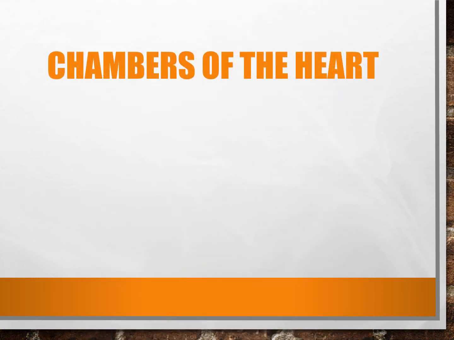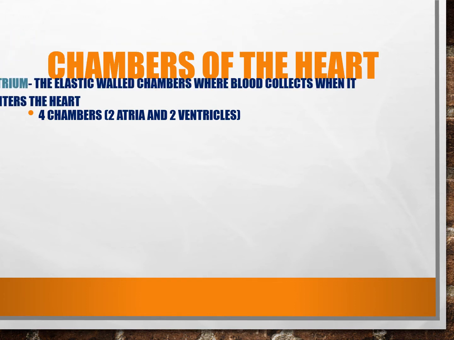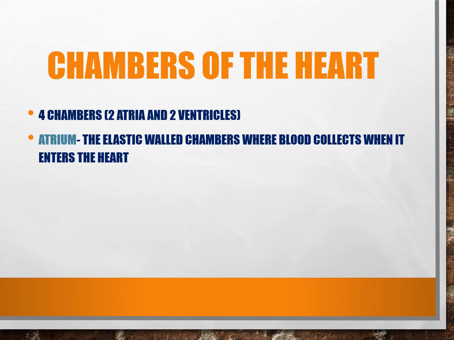Now, like I mentioned, as mammals, we have 4 chambers. We have 2 atrium and we have 2 ventricles. The atrium are the chambers on the top, and the ventricles are the chambers on the bottom. And by definition, the atrium are what we call your collecting chambers.